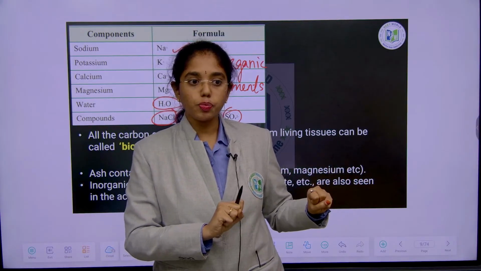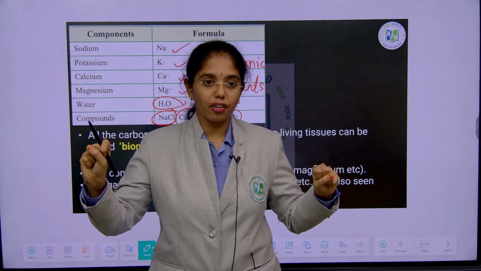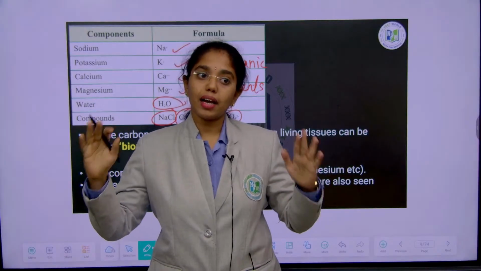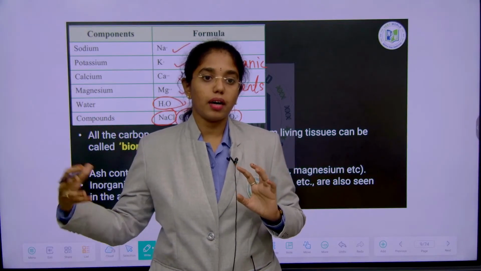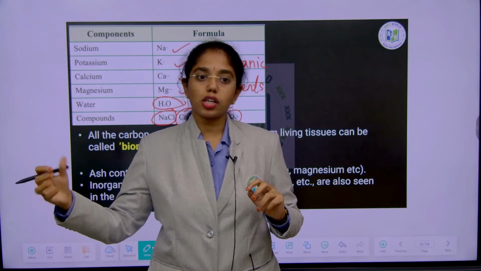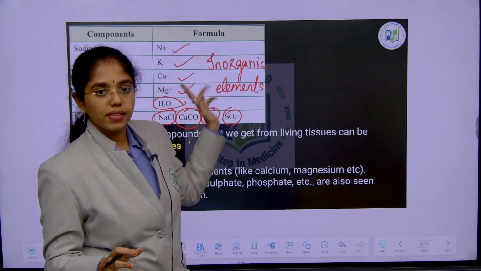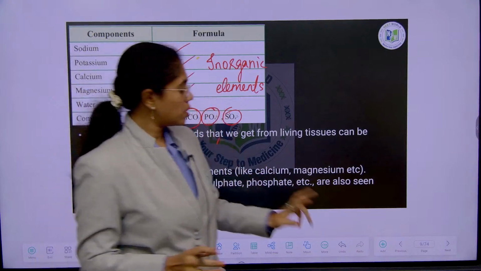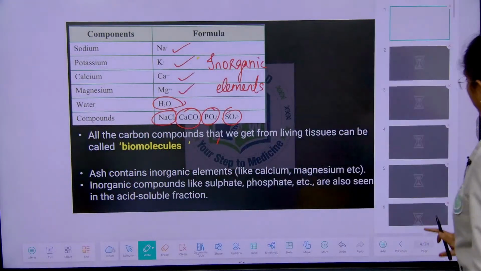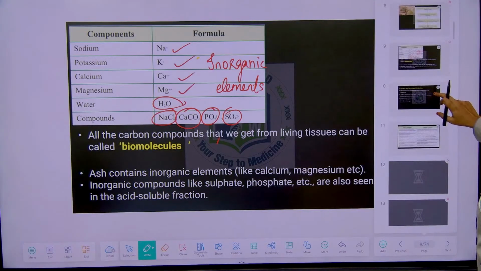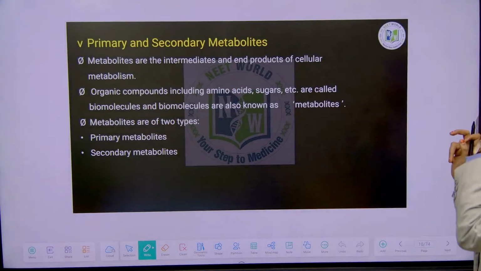Ash analysis is performed from fresh weight or dry weight of living tissue? Dry weight of living tissue. And what is lost in that ash analysis? Carbon dioxide and water. The remaining inorganic elements you will get from ash analysis, right. So this is about till here, and then we are learning carbohydrates first. First, primary and secondary metabolites.